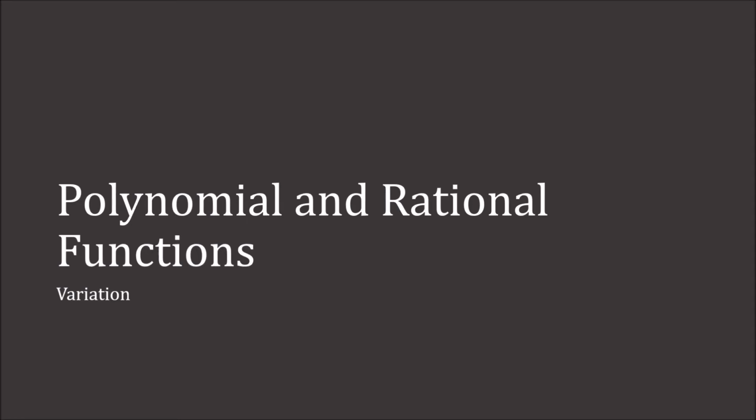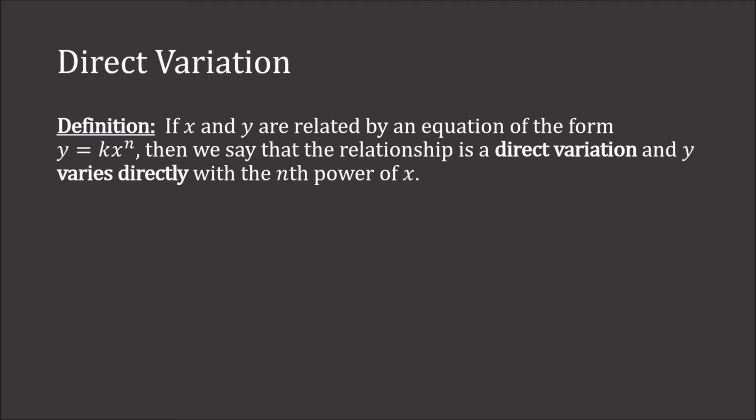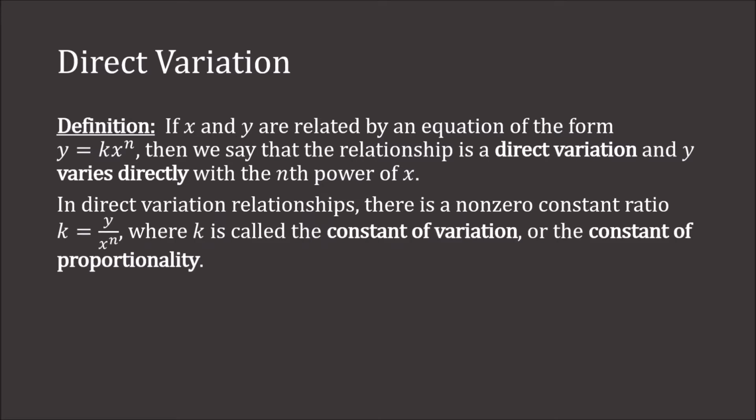We will conclude our study of polynomial and rational functions by looking at modeling using variation. If x and y are related by an equation of the form y equals k x to the n, then we say that the relationship is a direct variation and y varies directly with the nth power of x. In direct variation relationships, there is a non-zero constant ratio, k equals y over x to the n, where k is called the constant of variation or the constant of proportionality.